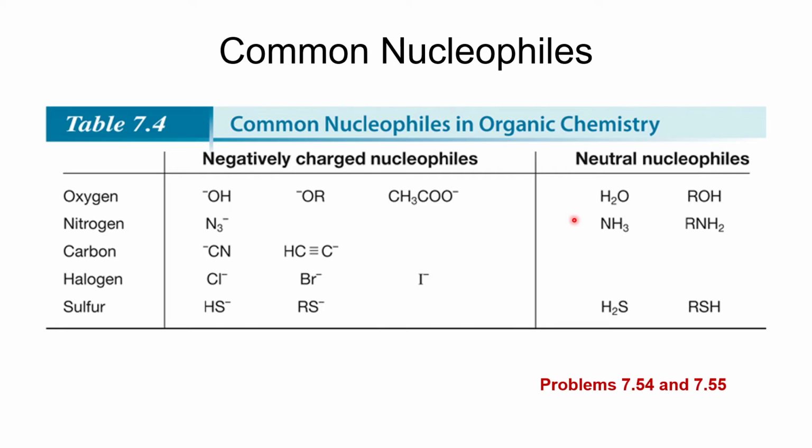All right, and then this is sort of a wrap-up of the different kinds of nucleophiles, common nucleophiles that we will see. The negatively charged nucleophiles tend to be stronger nucleophiles than the neutral nucleophiles, so that is important. And then there's the difference between polar protic and polar aprotic. So we're going to look at number 54 and 55.